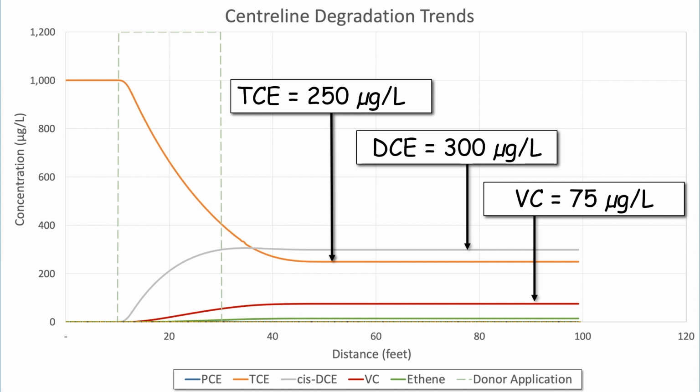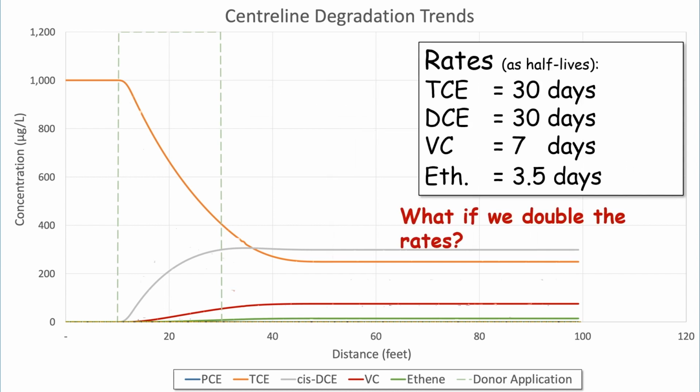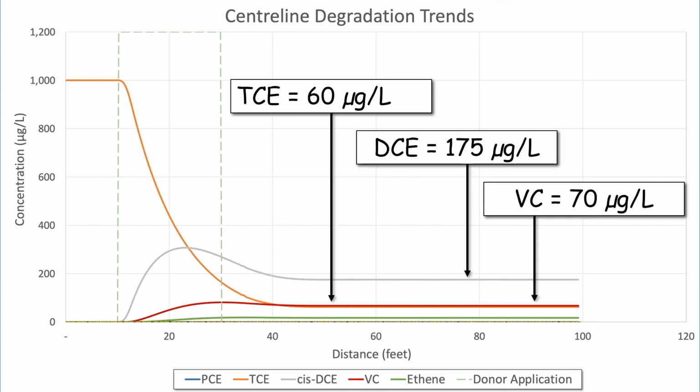Not good enough. Well, maybe these rates were too slow. Maybe we were a little bit cautious with these. What if the rates were actually double? Well, let's double them, halving the time they take. And this is what we see. Better, but we've still got quite substantial amounts of daughter products coming out of the barrier.